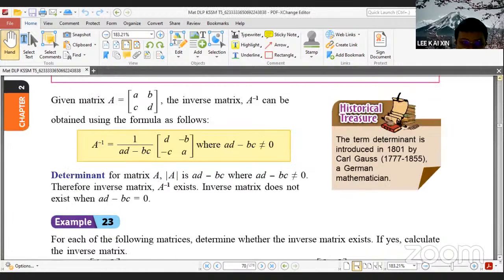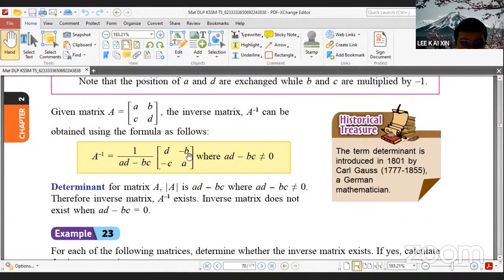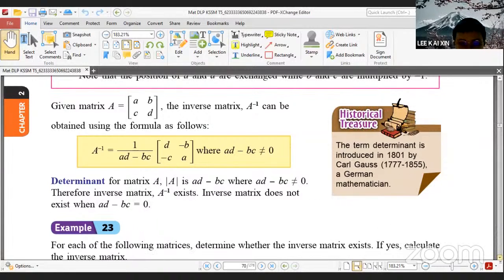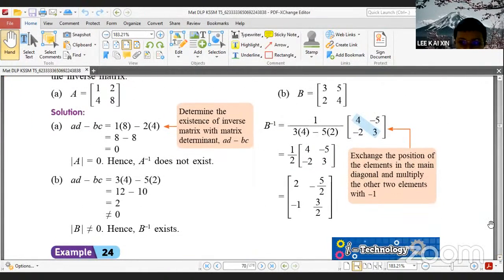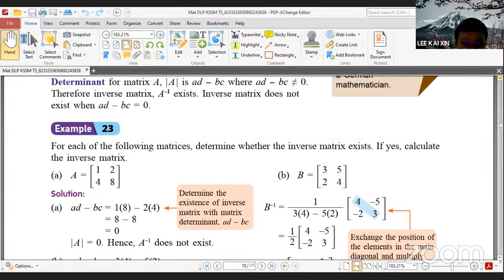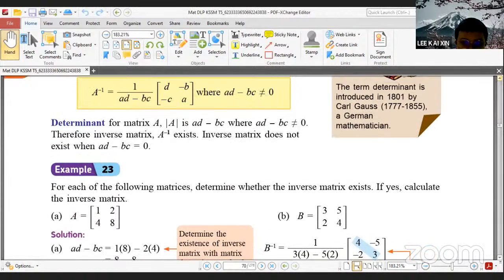So get AB, negative B, negative C. Sorry, just now I wrote something wrong, I think. It is D, negative B, negative C and A. Okay, AB negative B negative C, but I think it's okay. I think just now I wrote B.